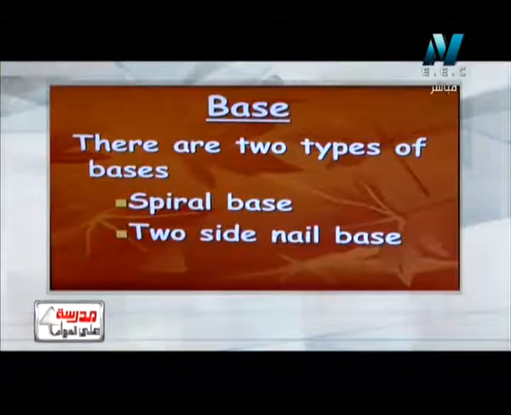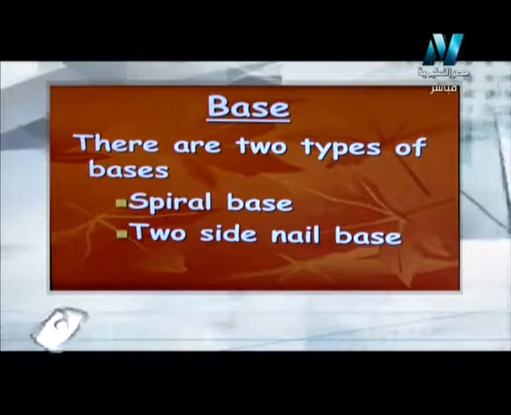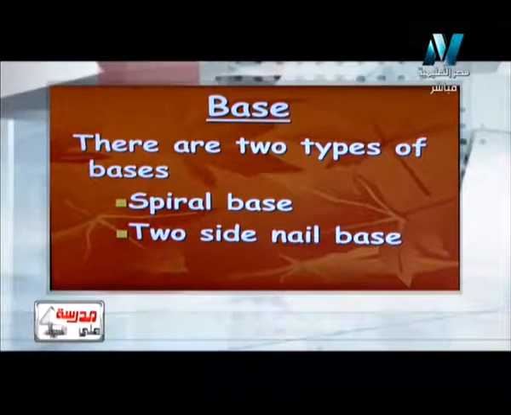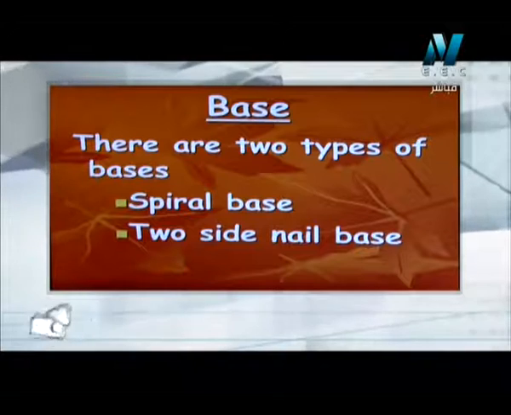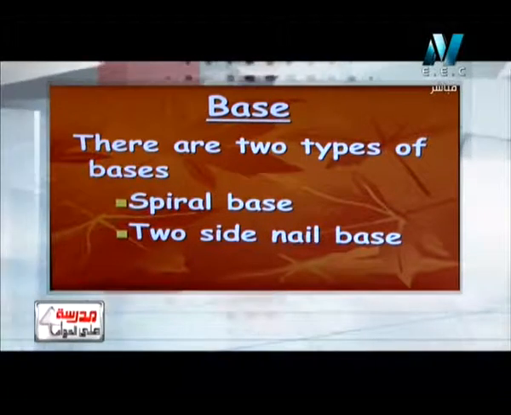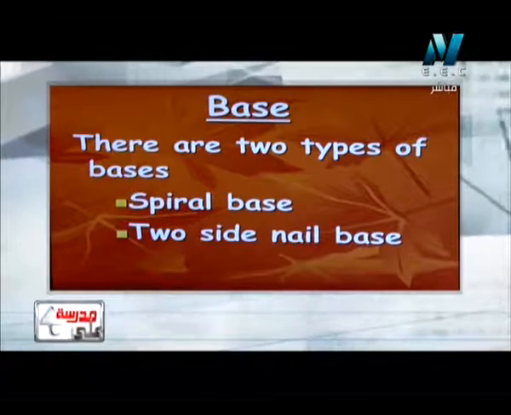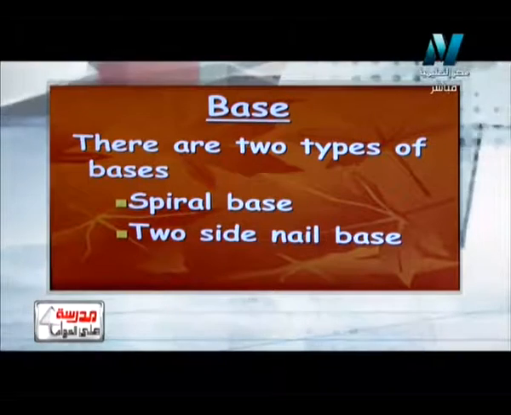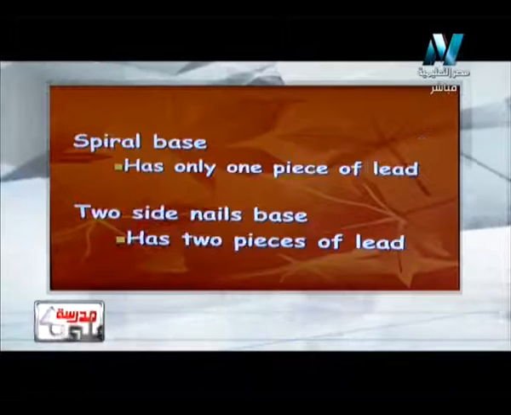So now the base. We have studied the two types of base which are a spiral base and the two-side nail base. وقلنا عندنا نوعين من المصابيح طبقا للقاعدة بتاعتهم هما المصباح الألوز والمصباح ذو المسمارين أو القاعدة ذات المسمارين. We have two types of base which are a spiral base and two-side nail base.